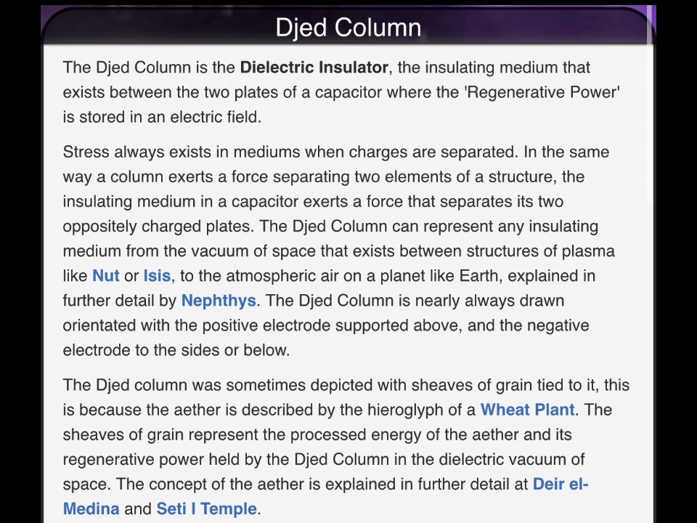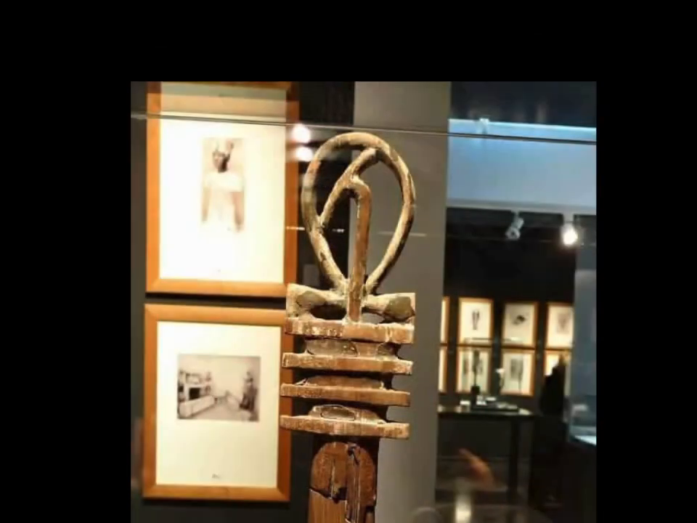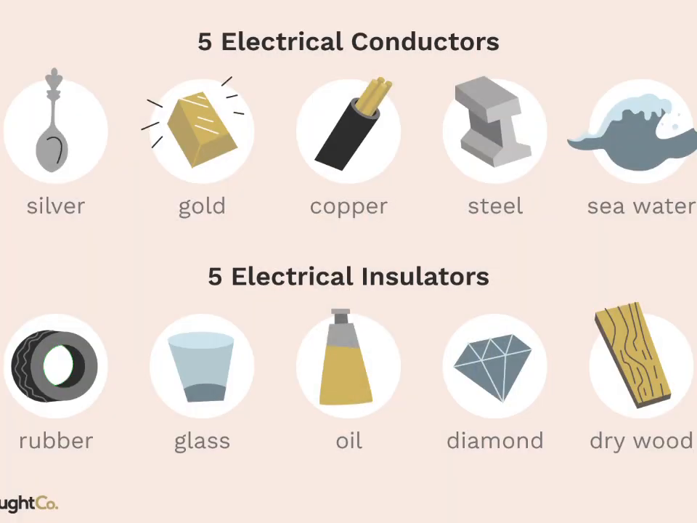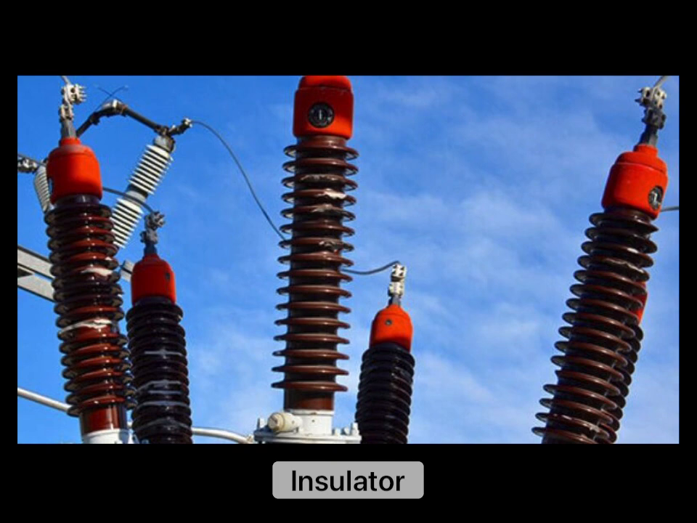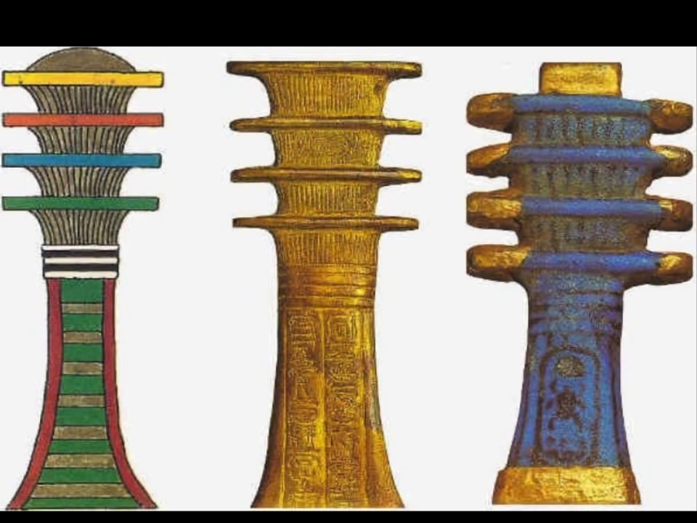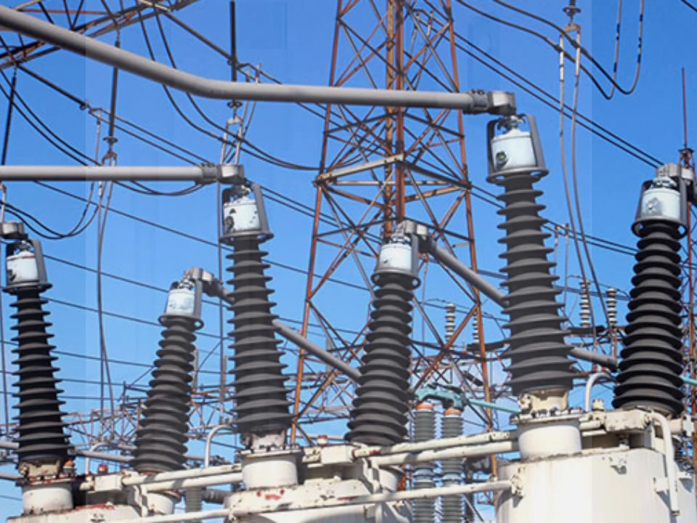The Djed is a dielectric insulator, the insulating medium that exists between two plates of a capacitor where the regenerative power is stored in an electric field. The difference between a conductor and an insulator is that a conductor will allow electrical currents of energy to be received and flow freely. An insulator restricts the flow of electricity and traps or stores it, then directs it into the necessary places that it should be distributed to, to prevent the electricity from running wild or into places where it doesn't belong, which causes a fuse or disruption.